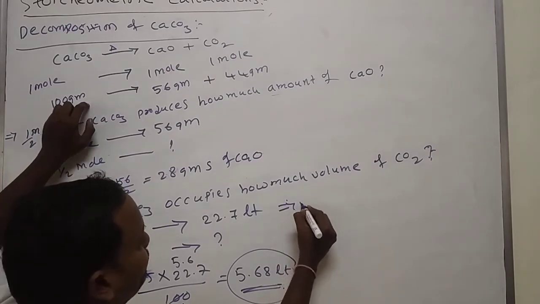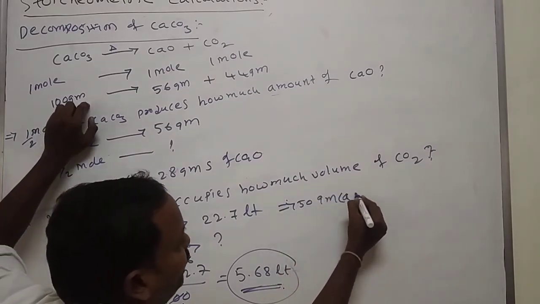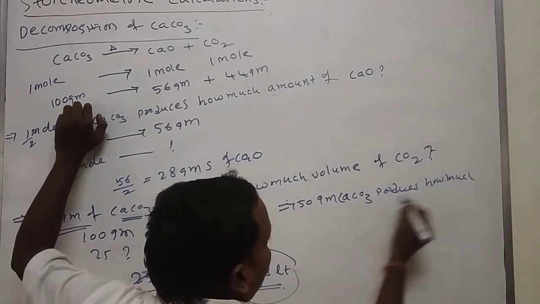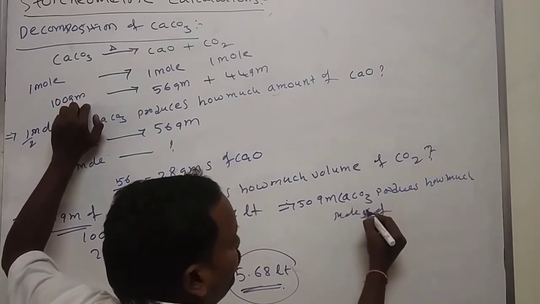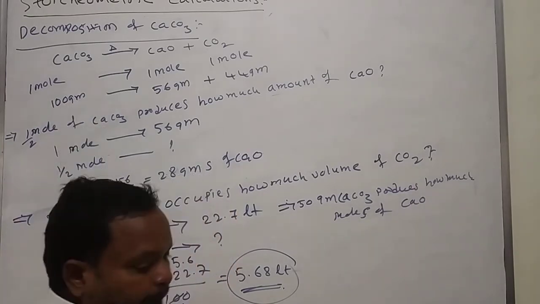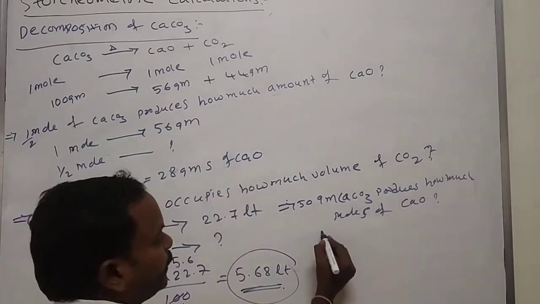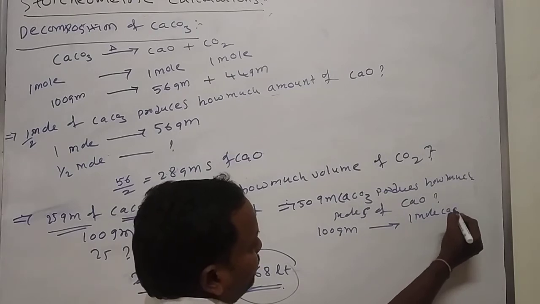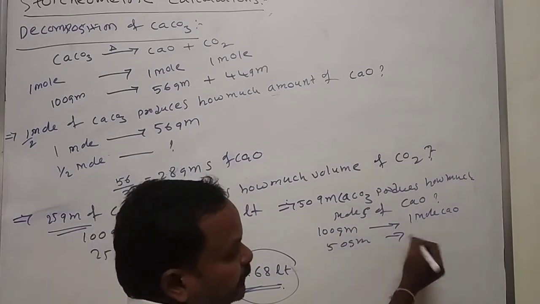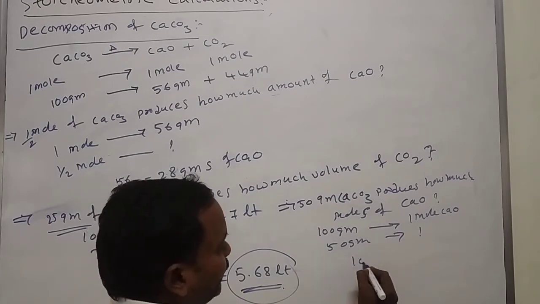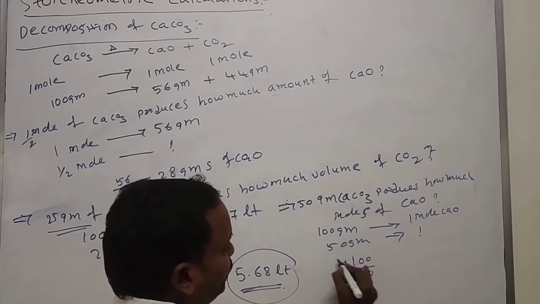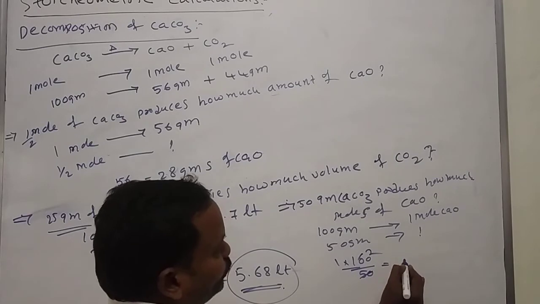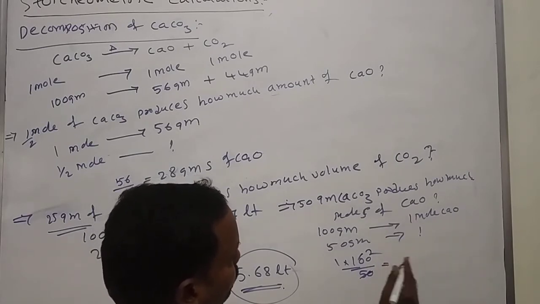50 grams of calcium carbonate produces how many moles of calcium oxide? 100 grams produces 1 mole of calcium oxide. 50 grams produces how much? 1 into 50 by 100, that is half. How many moles? Sorry.